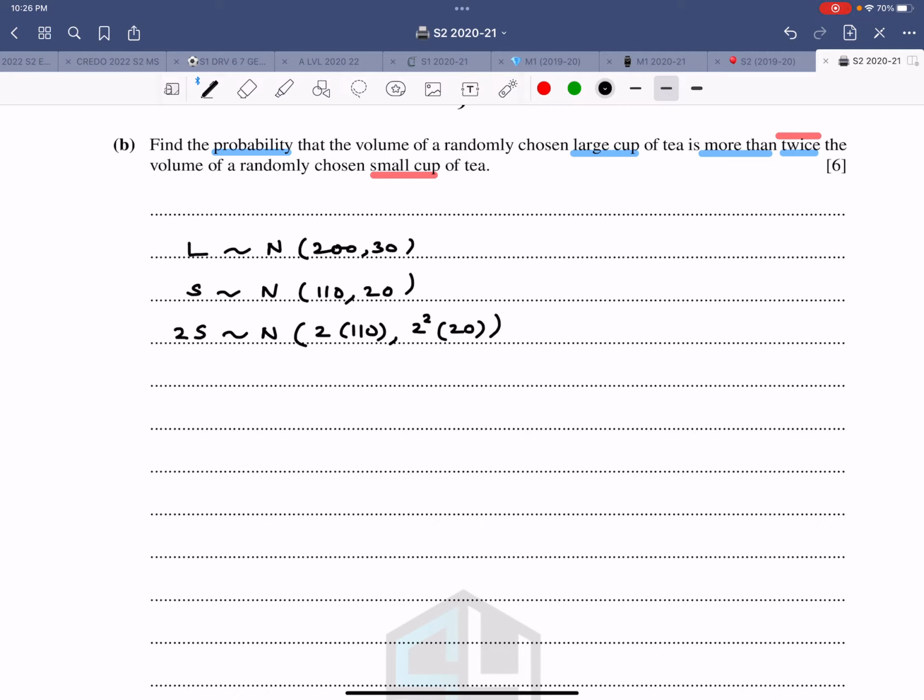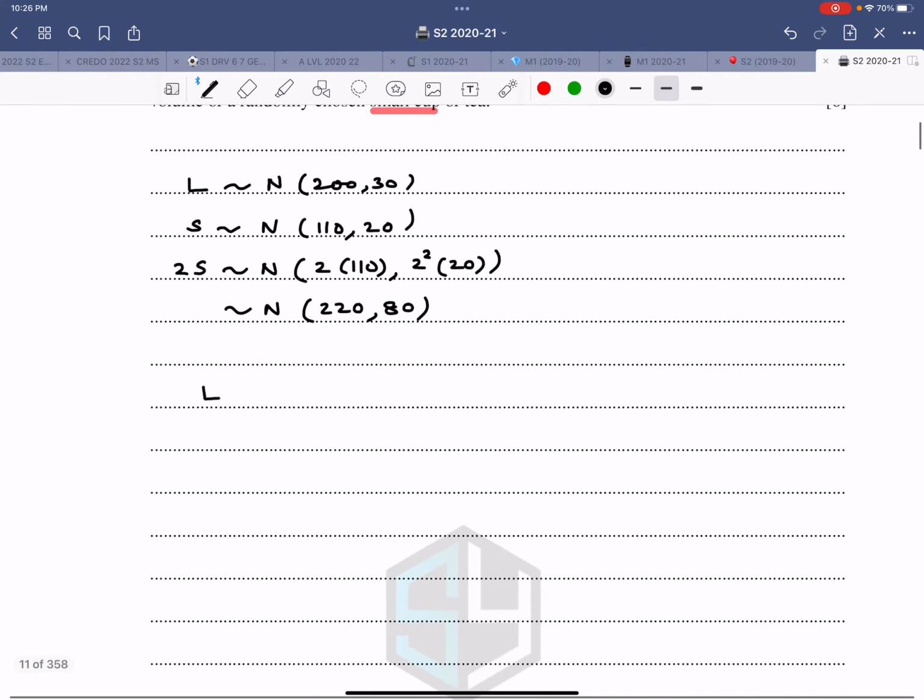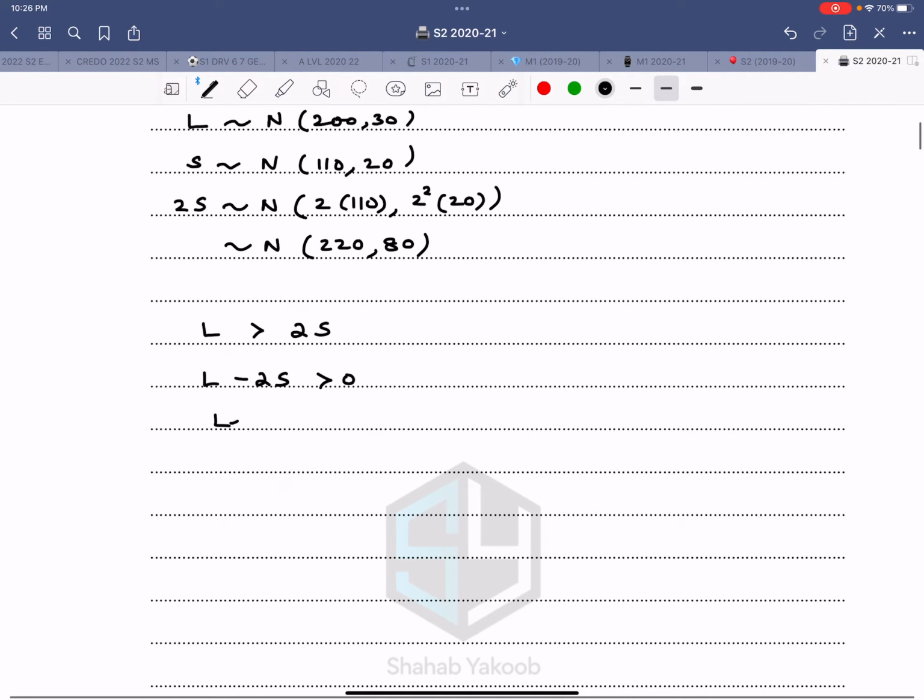So first of all, focus on this one. That's 220 and 4 times 20 is 80. Large contains more than twice small cup, so L minus 2S is greater than 0. Let W equal L minus 2S. W follows a normal distribution. The means are subtracted. So this is 200, this is 220, so 200 minus 220 comes out to be negative 20.